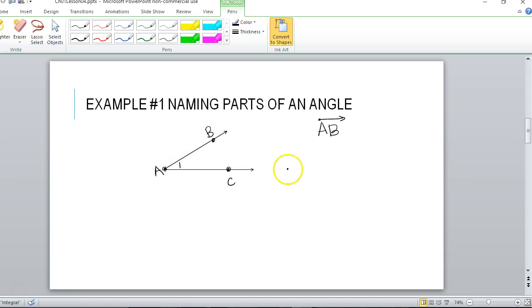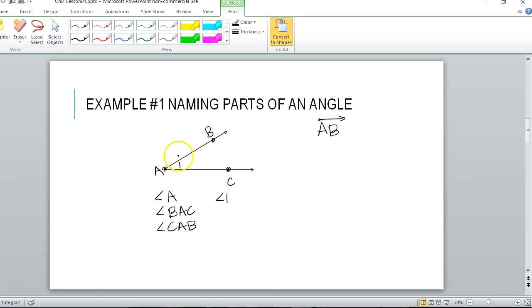This angle can be named angle A, because when I name this angle, you know exactly which angle I'm referring to. If there were another ray coming off of A, then we would have to name it with 3 letters. And when we name it with 3 letters, the vertex is always in the middle. So there are 3 ways that you can name that angle. Notice there's a 1 on the angle, so you could also name this angle, angle 1.